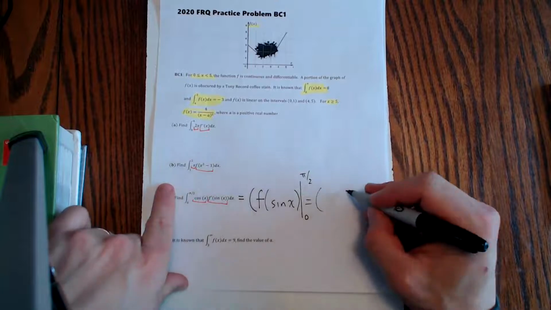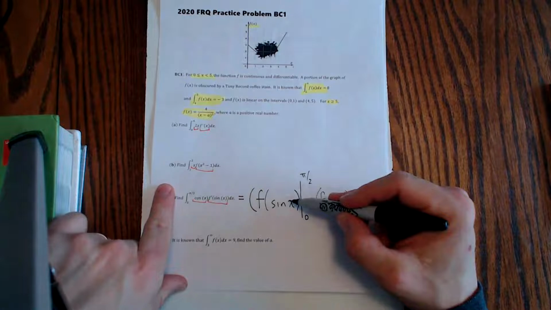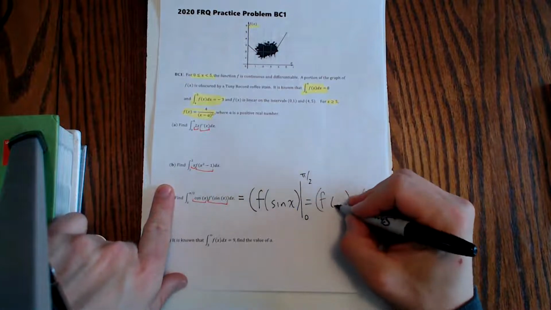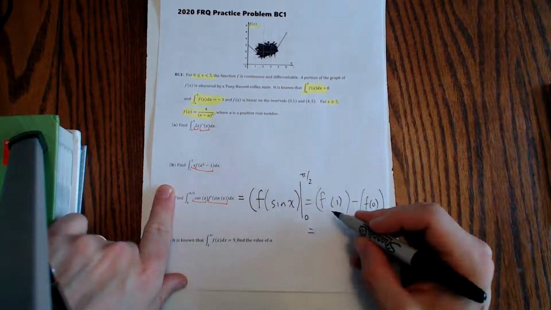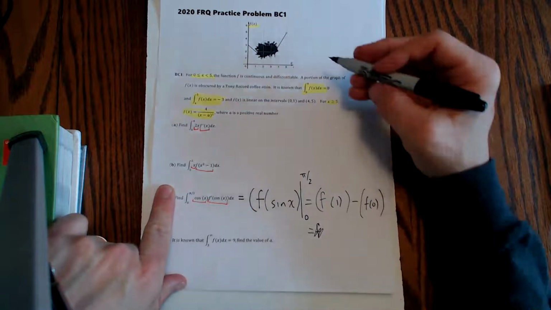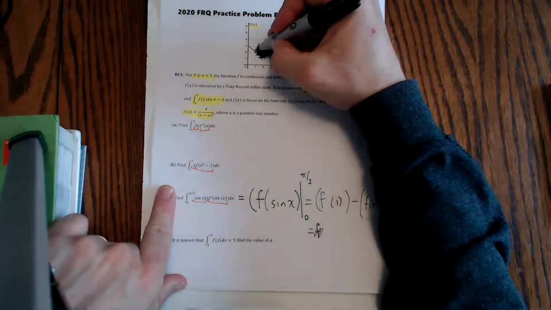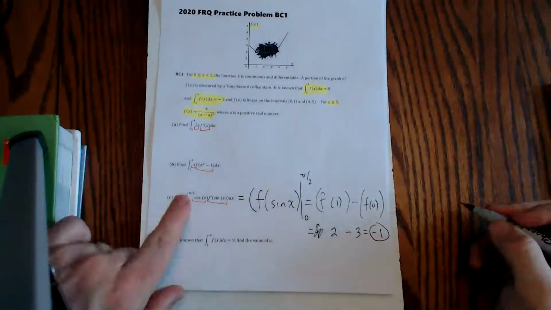So that's going to be a plug in, subtract. Okay, sine of pi over 2, that makes 1. Sine of 0 makes 0. Good news, we can figure out both of those from the graph. Coffee wasn't spilled on that part. So f of 1 is 2, f of 0 is 3. So we've got 2 minus 3 makes for a final answer of -1, all done.